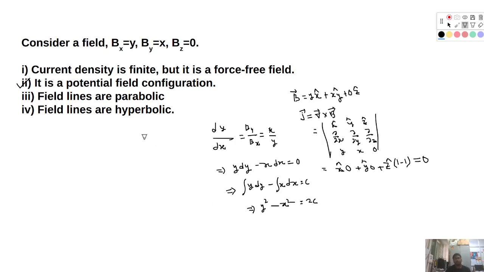So this is a hyperbolic curve, which is like this. So how are the field lines going in this? Let us try to draw. The field lines will be like this one. Sorry, this will not connect. So you have this, and you have this. If this is going this way, this is going that way. So this is your field line configuration for this particular case, and it is a potential field configuration because the current itself is 0 here. Okay, I think that's clear to all of you.